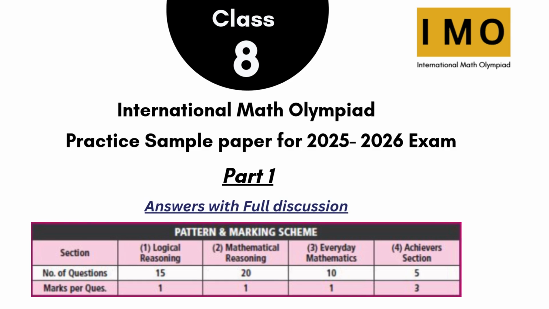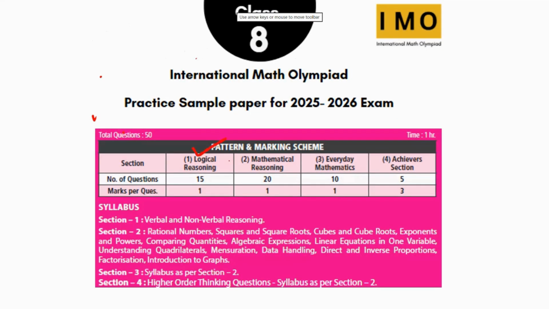Hello everyone. Today we are here to discuss a sample paper for your upcoming Olympiad exams. The first section is logical reasoning, 15 questions, 1 mark each. The second section is mathematical reasoning, 20 questions of 1 mark each. The third section is everyday mathematics, 10 questions of 1 mark each. And next is the achiever section, 5 questions, 3 marks each.